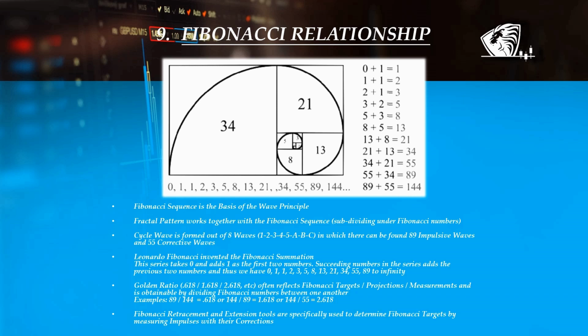Golden ratio is obtainable by dividing a Fibonacci number with a previous Fibonacci number. Here are some examples. 89 divided by 144 equals 0.618. 144 divided by 89 equals 1.618. 144 divided by 55 equals 2.618. In structures, waves relate to one another with the Fibonacci ratio, hence the reason why measuring an impulse with its correction would determine the Fibonacci projections for the next moves and waves. Fibonacci retracements and Fibonacci extension tools are specifically used for this purpose.